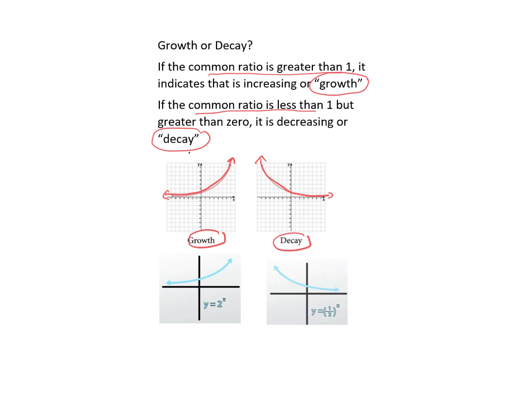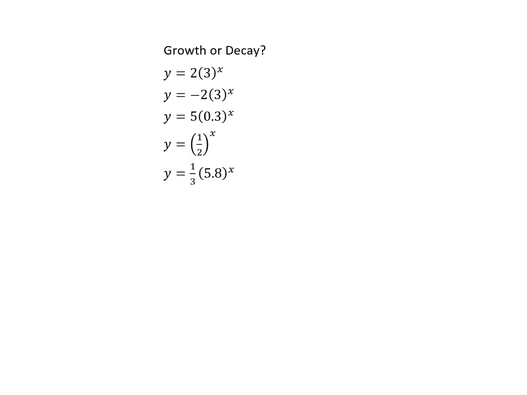So an example might be 2 to the x. 2 to the x would go up and would be growth. And then if I have a fraction base like 1/2, it's going to go down, which we would describe as decay. We can also identify, if you're given an equation, whether it's growth or decay, by looking at the common ratio. So here the common ratio is 3. B is greater than 1, which indicates growth.